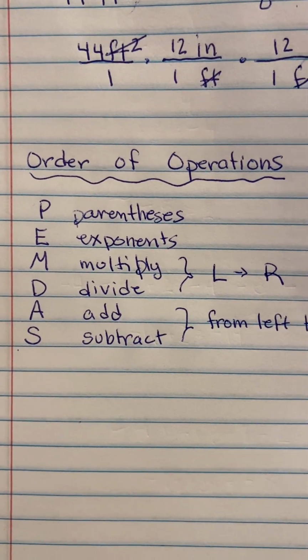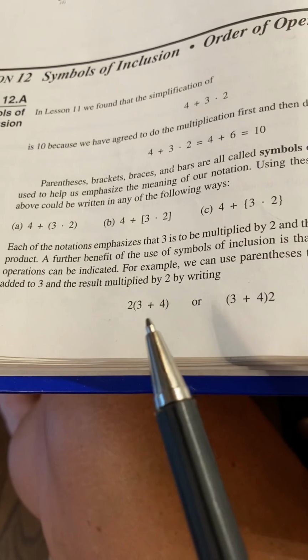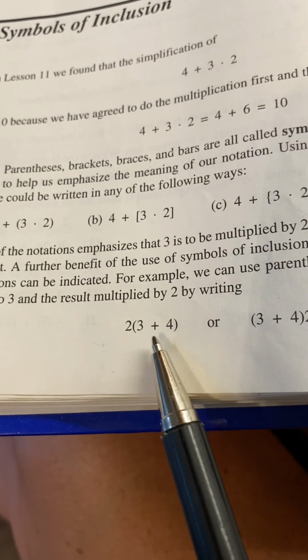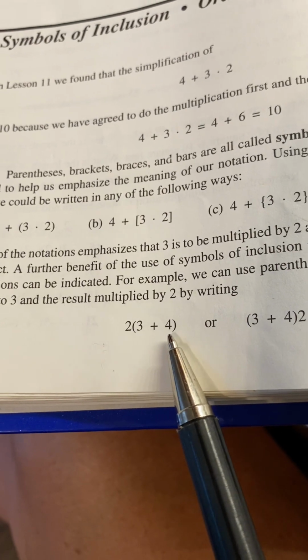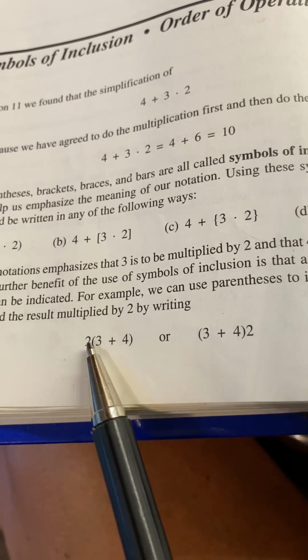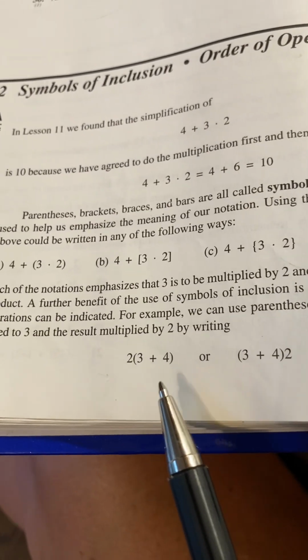P stands for parentheses. It's what you want to do first. So if we had this expression, we would evaluate what's in the parentheses first. 3 plus 4, which is 7. And then we would do the multiply by 2. So the value of this expression would be 14.